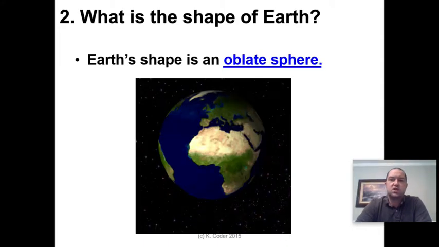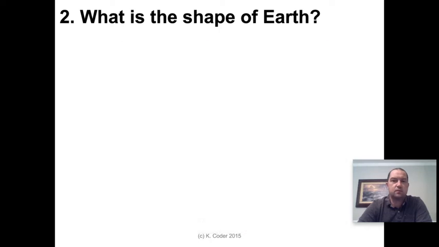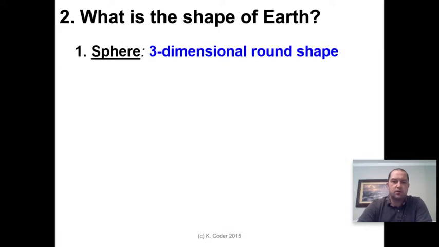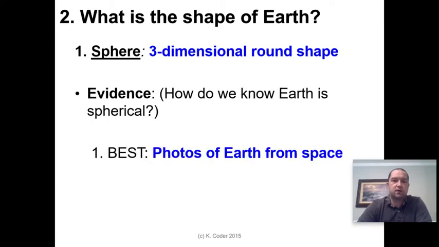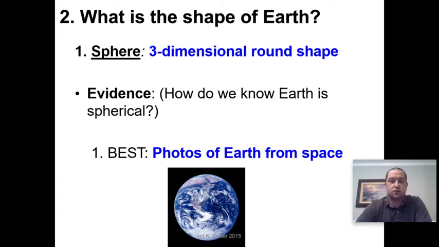What is the shape of the Earth? Earth's shape is an oblate sphere. Now, as we look at this picture, we would consider it a sphere, but in actuality, a sphere is just a three-dimensional round shape. But how do we know Earth is spherical? Our best evidence is photos of Earth from space.